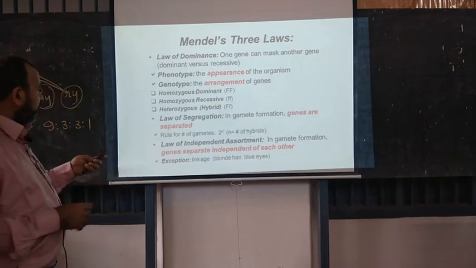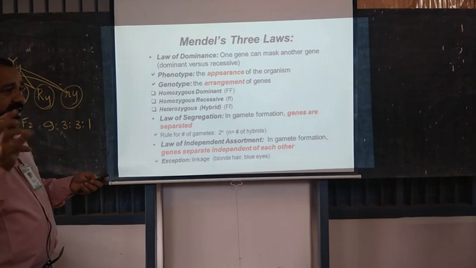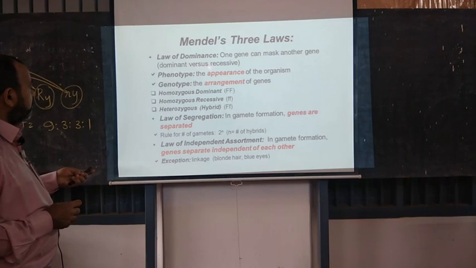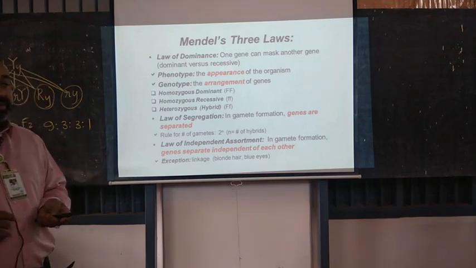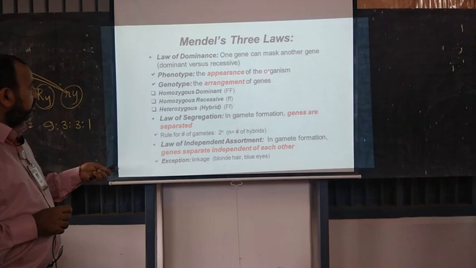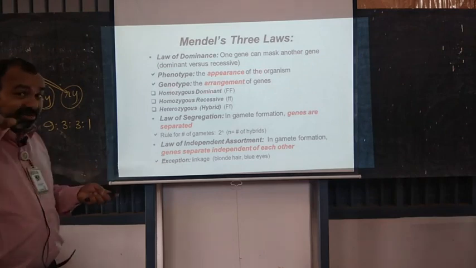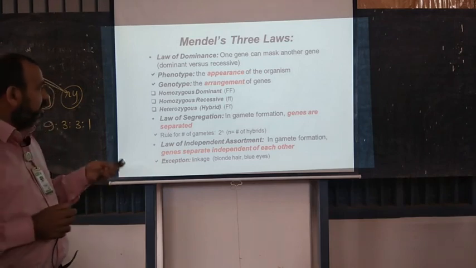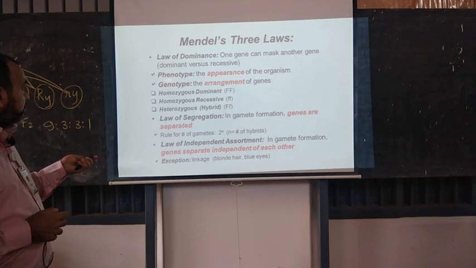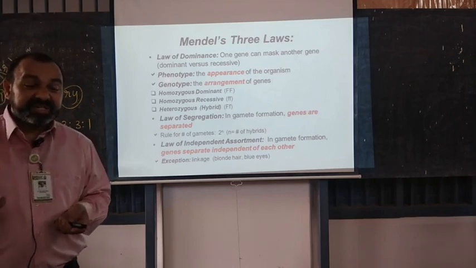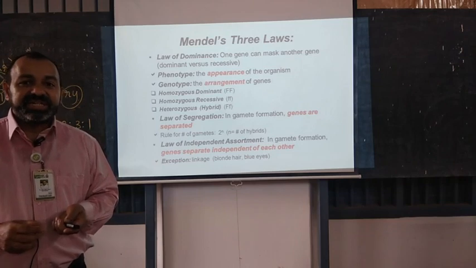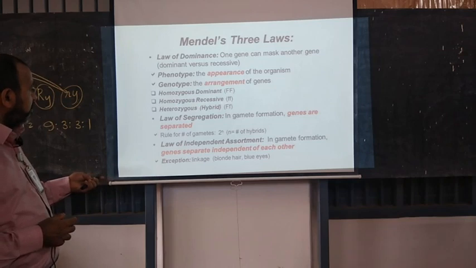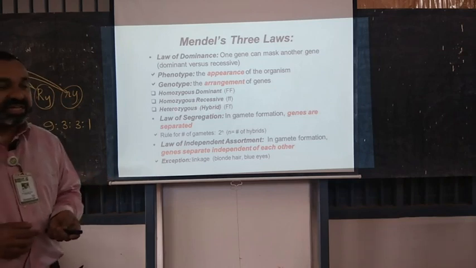So, coming to the 3 laws in condensed form. The law of dominance: one gene can mask another gene, dominant or recessive. That is the law of dominance. And the phenotype is the appearance of the organism, and genotype is the arrangement of genes or alleles. We have seen it earlier. Again, as a reminder, the appearance of the organism is called the phenotype, and the genetic constitution or makeup of the organism is called the genotype. Then we have the homozygous dominant, homozygous recessive, or hybrid, heterozygous condition.